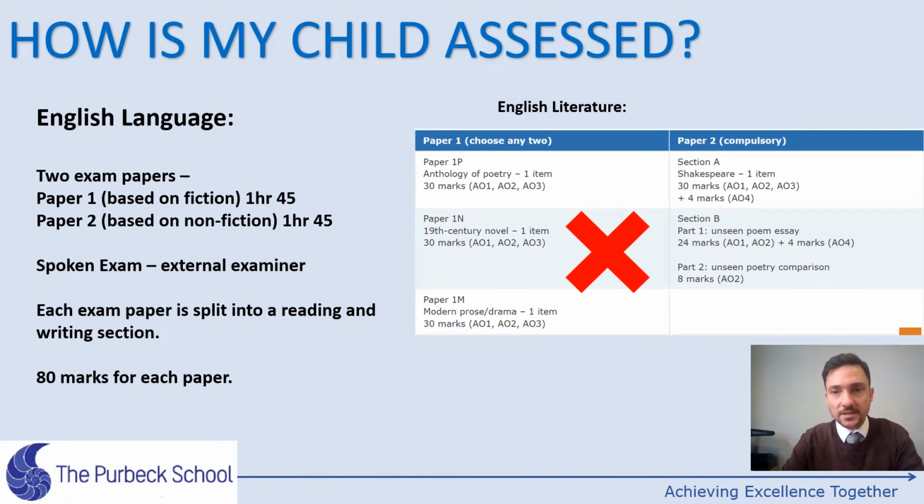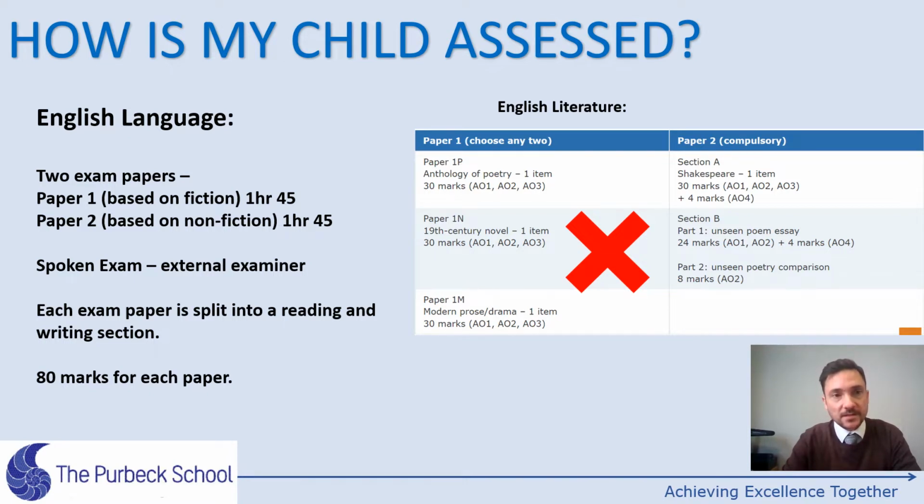Okay, so there's two quite sizable exam papers that students have to tackle for English. They get two separate qualifications, one for English language and one for English literature. For English language, the exam papers are very similar in format. There's a paper one, which is an hour and 45 minutes, and a paper two.